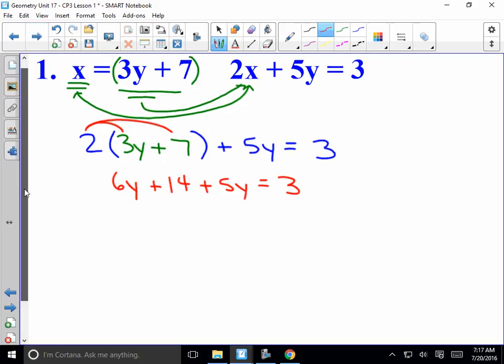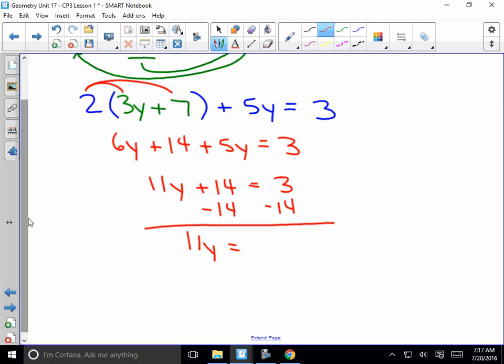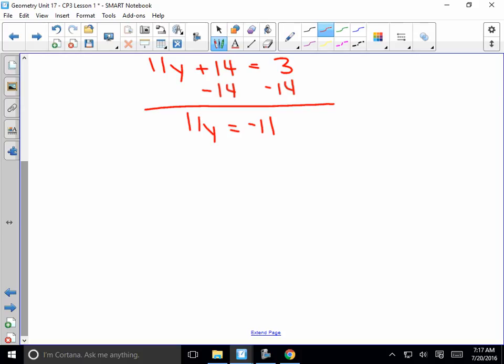And now we're going to work through and solve for that y value. I need to combine like terms on the left-hand side. I've got 11y plus 14 equals 3. Now I need to subtract 14 from both sides because I want my variable on one side and the numbers on the other. So I have 11y equals negative 11. And then our last step is dividing by the coefficient, and we get y equals negative 1.